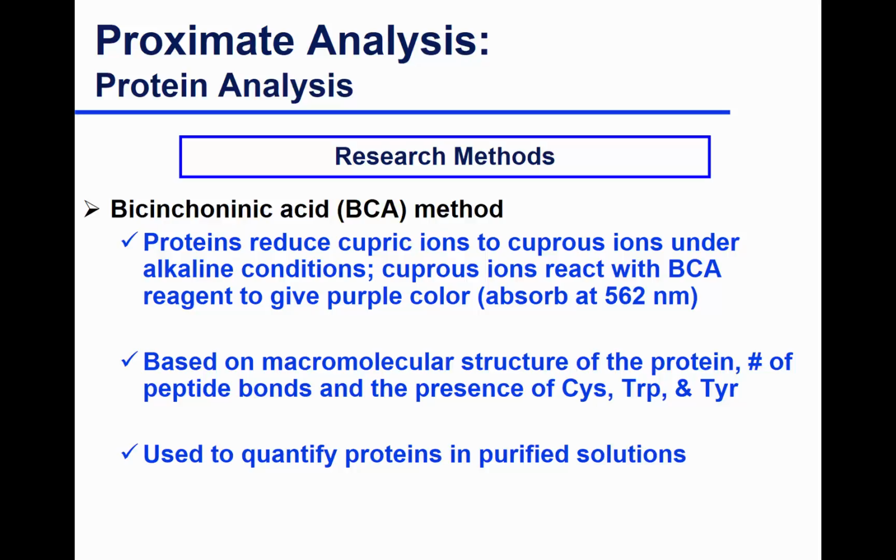The idea behind this assay is that those peptide bonds can act as reducing agents. Specifically, in alkaline conditions, they can reduce cupric ions to cuprous ions, which makes the reagent go from a green color to a really pretty purple color. It's that purple color that we're able to measure the absorbance of. Specifically, that's at 562 nanometers.